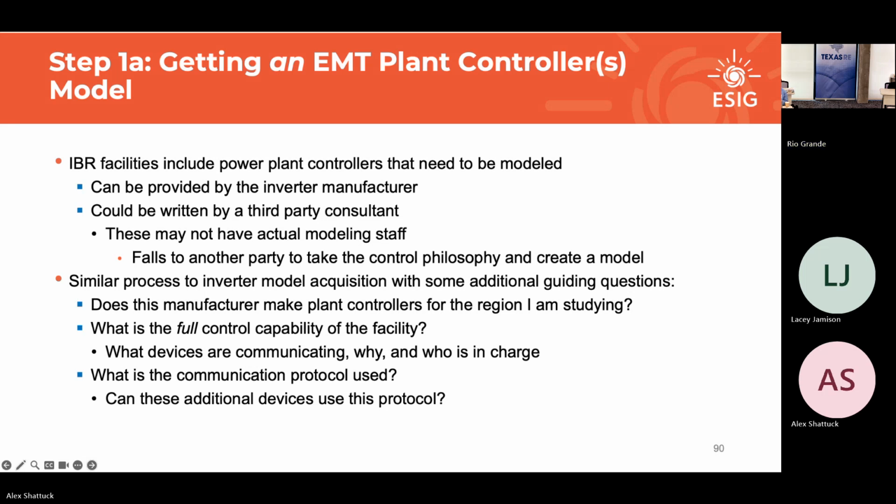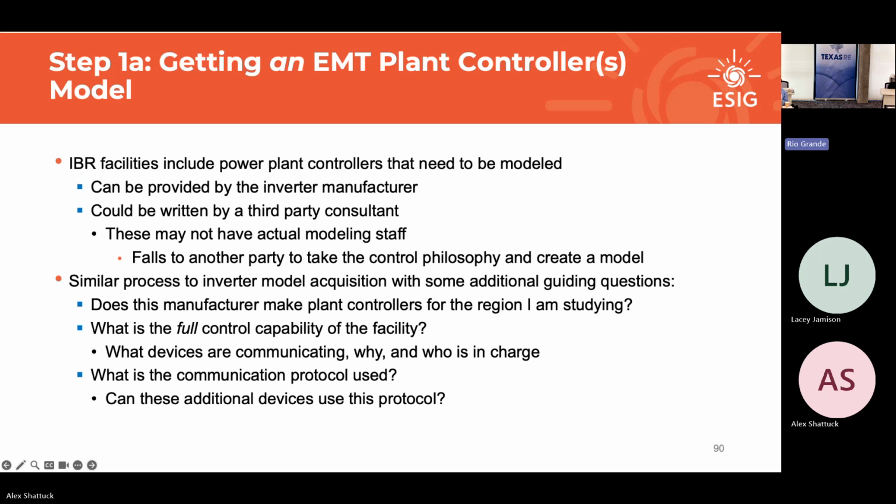So step 1A, you have an inverter, but also you need a plant controller model. Obviously, they have plant controllers that need to be modeled. They're doing all the normal operations pieces. They can be provided by the inverter manufacturer. Depending on the manufacturer, they might not in your area. So if you know that, if there is one, keep that in mind.